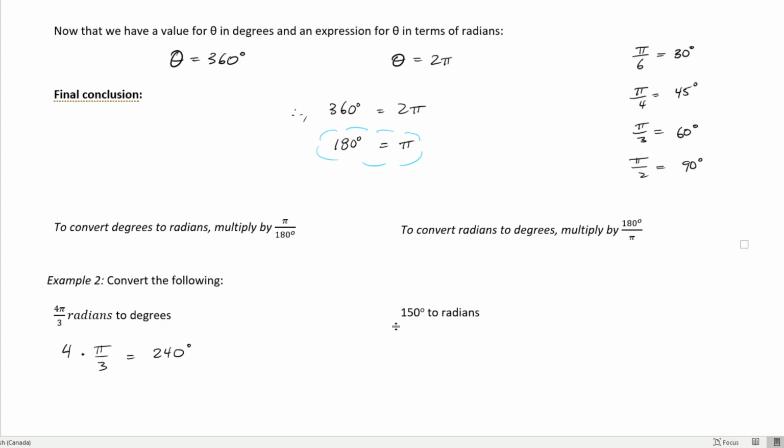The same thing applies over here. 150 degrees converted to radians, we can multiply by pi over 180. Alternatively, we can also think, well, 150 degrees is the same thing as saying 5 times 30 degrees. So 5 times pi over 6, or 5 pi over 6.